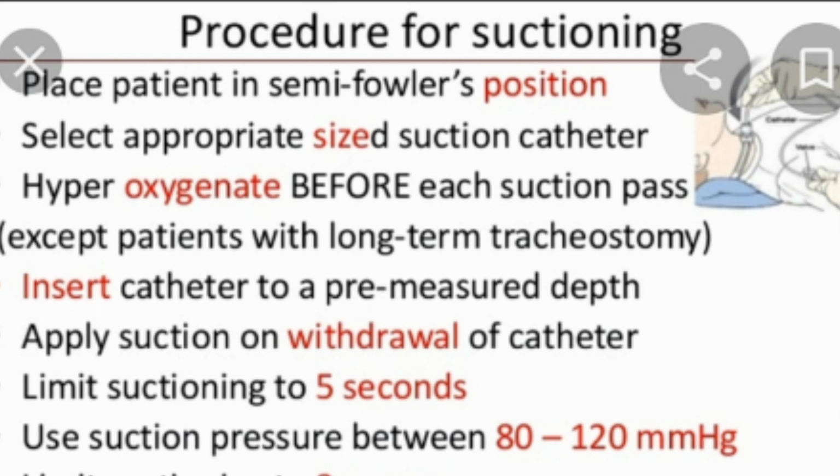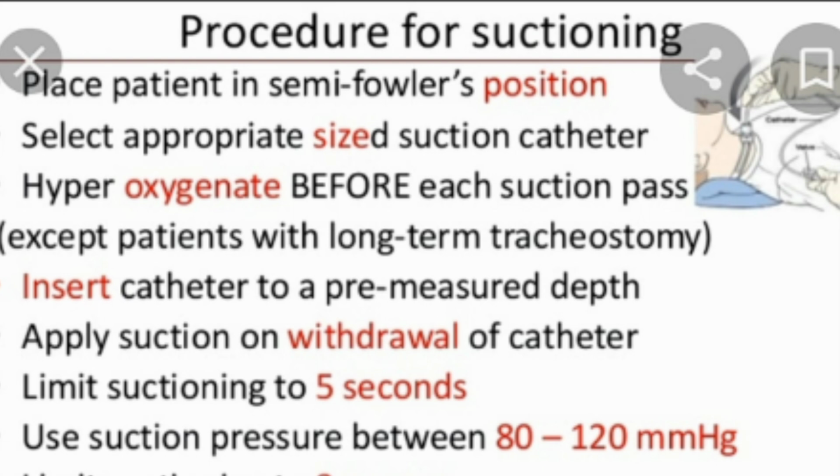The next point is insert the catheter to the pre-measured depth. Don't go too deep. We have to go to the minimum depth only. Apply suction on withdrawal of the catheter. Once we have introduced the catheter, when we are withdrawing, we have to do it very slowly. Don't do it forcefully and vigorously. We have to make a gentle insertion and gentle removal.